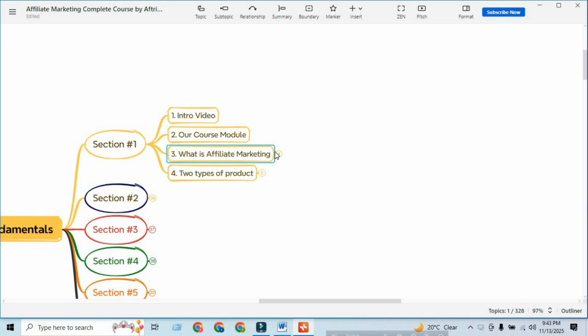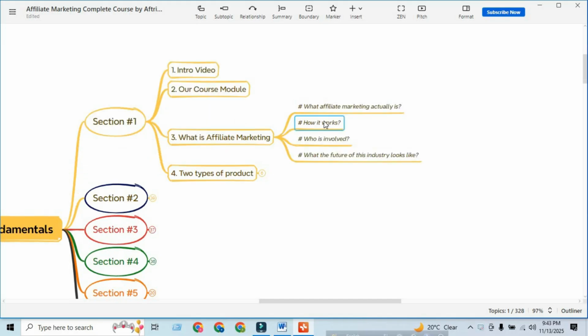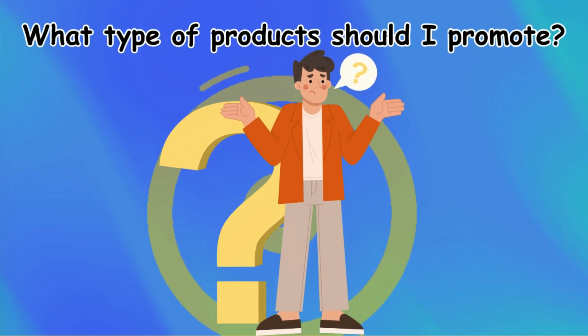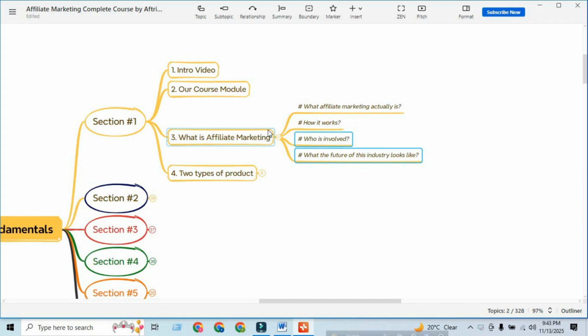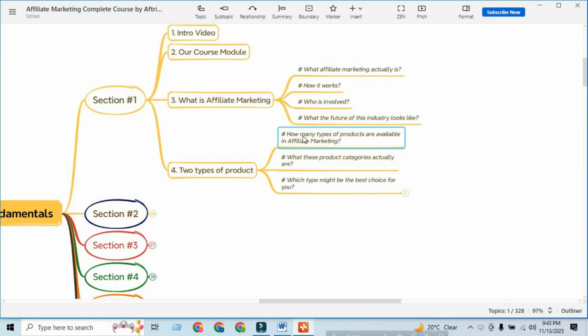In our last class, we discussed what affiliate marketing is, how it works, and why it can be one of the best career opportunities for you. Now, whenever people hear about affiliate marketing, the very first question that comes to mind is what type of product should I promote? Because believe it or not, nearly 80% of your affiliate income depends on the type of product you choose to promote. That's why in today's class, I will walk you through how many types of products are available in affiliate marketing, what these product categories actually are, and which type might be the best choice for you.